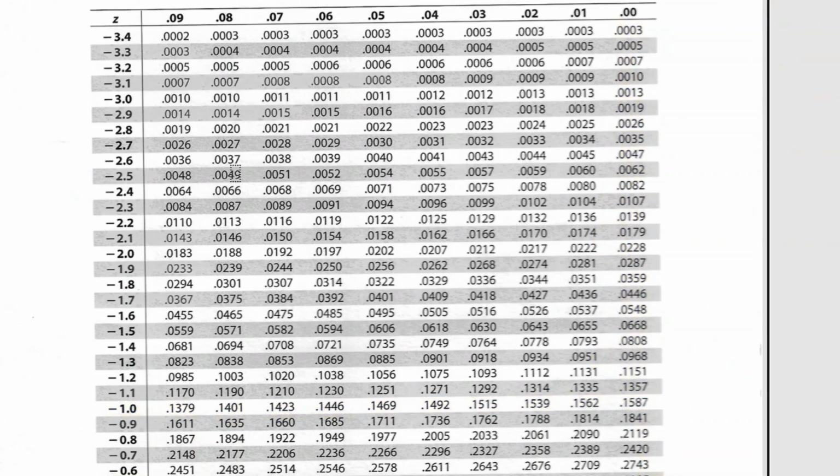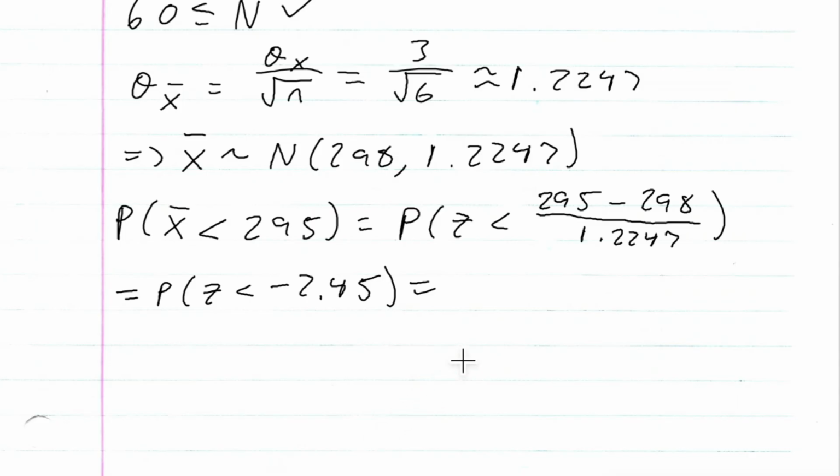So the table, negative 2.4, and then 5 over here. All right, so we can see it's 0.0071. So the probability of the average of those 6 bottles being less than 295 milliliters is 0.0071, so about 0.71%, right?